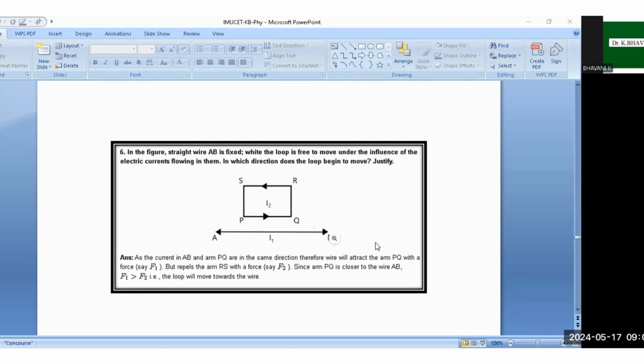Here you know very well that for the 4 points P, Q, R, S, the direction is P to Q, Q to R, R to S, S to P, like this. As the current in AB and the arm PQ are in the same direction, it will attract the arm PQ with a force, but it repels the arm RS with a force. Since the arm PQ is closer to the wire AB, F1 is greater than F2.